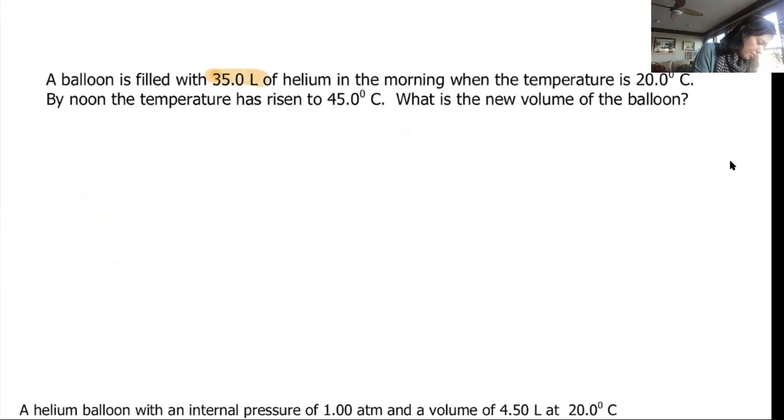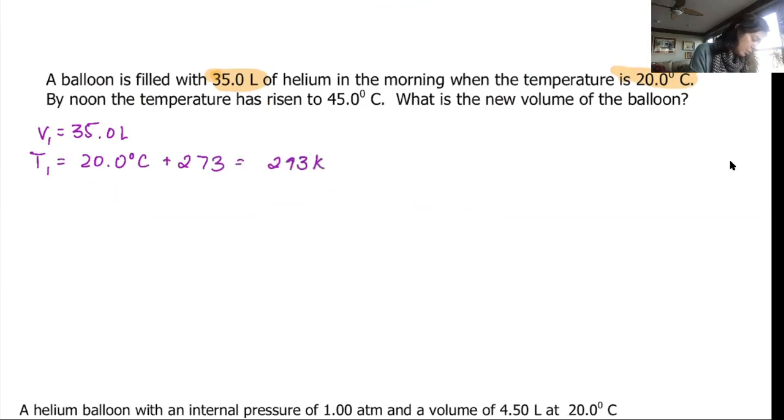A balloon, 35 liters of helium. So we'll give that a volume of 35.0 liters. The temp is 20 degrees Celsius. So we've got this volume at this temp. As soon as I see a degree Celsius, I tell myself, no, I need kelvins. Go ahead and add 273, and we've got 293 kelvins. By noon, we have a new temperature, so that's T2 equals 45. Once again, as soon as you see Celsius, go ahead and add 273 and get 318 kelvins.